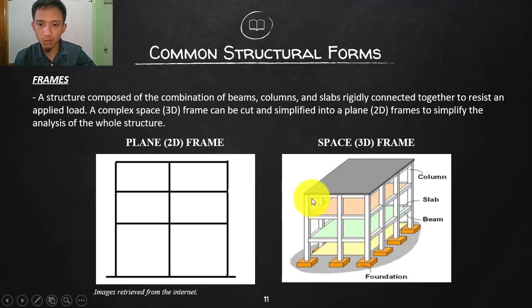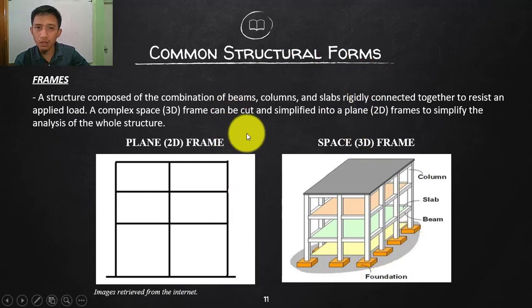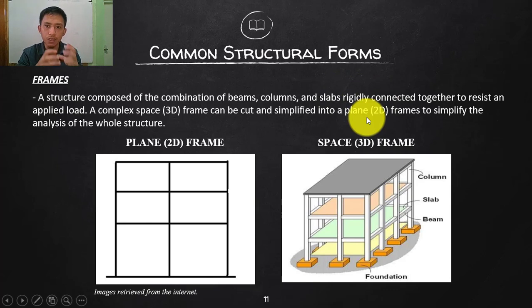We might consider one of these sides, and that is a 2D frame, and then consider another side, that will be another. So those are the frames. Again, that is a combination of beams, columns, slabs, or it could be a combination of different members, as long as they are connected rigidly. They are fixedly connected with each other.